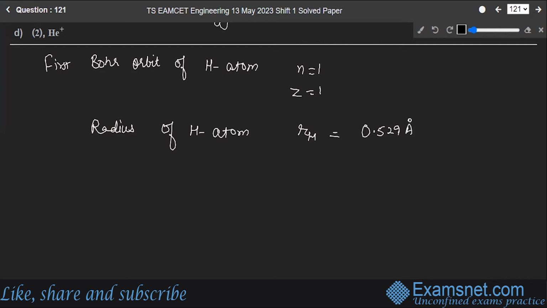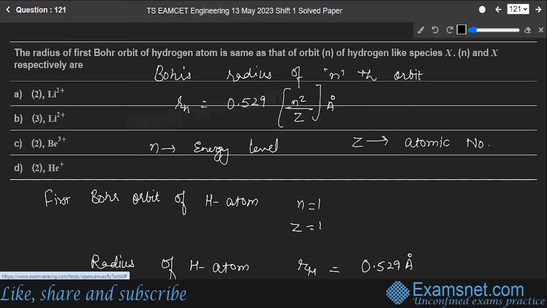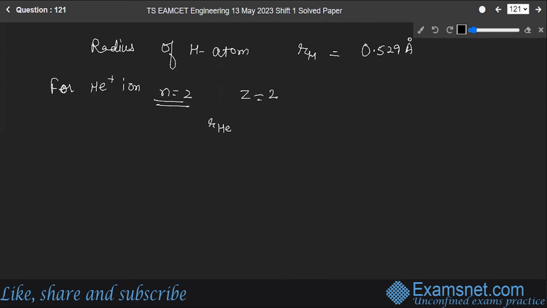0.529 angstrom. For helium ion, you know, n is equal to 2. Atomic number is also equal to 2. So radius of this ion is equal to 0.529 multiplied by 2 square upon 2, or this is equal to twice the radius of hydrogen.